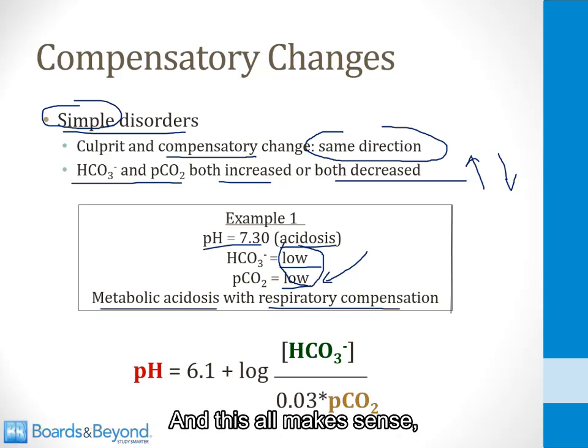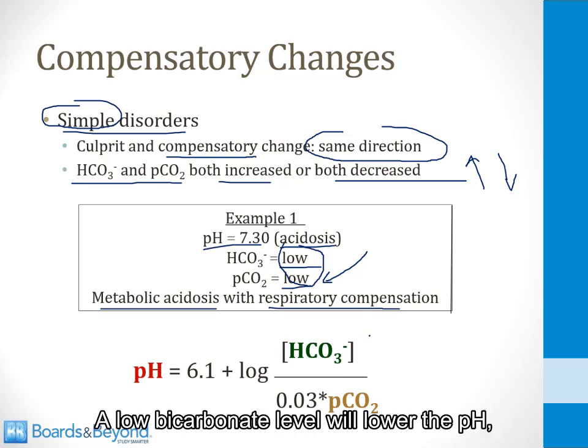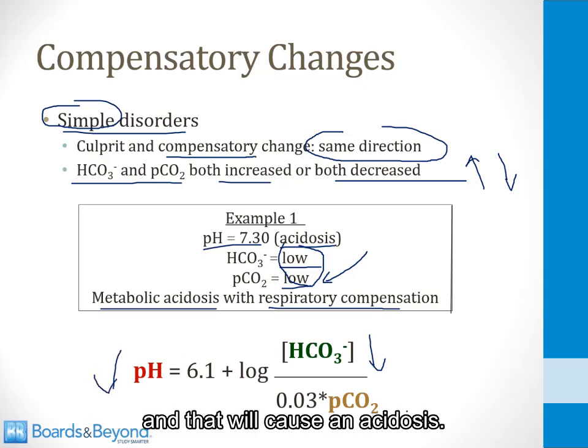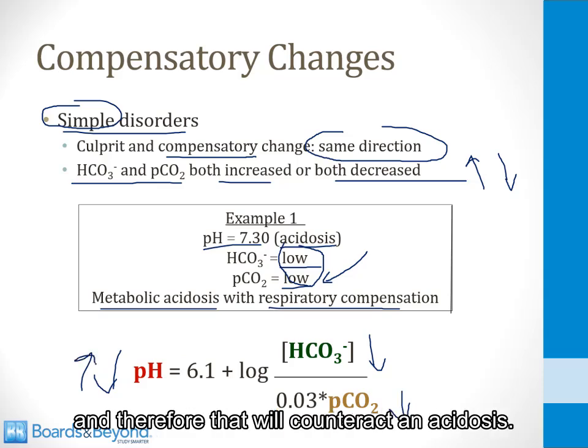And this all makes sense if you remember the Henderson-Hasselbalch equation that I've shown at the bottom of the screen. A low bicarbonate level will lower the pH, and that will cause an acidosis. A low carbon dioxide level will tend to raise the pH, and therefore that will counteract an acidosis.